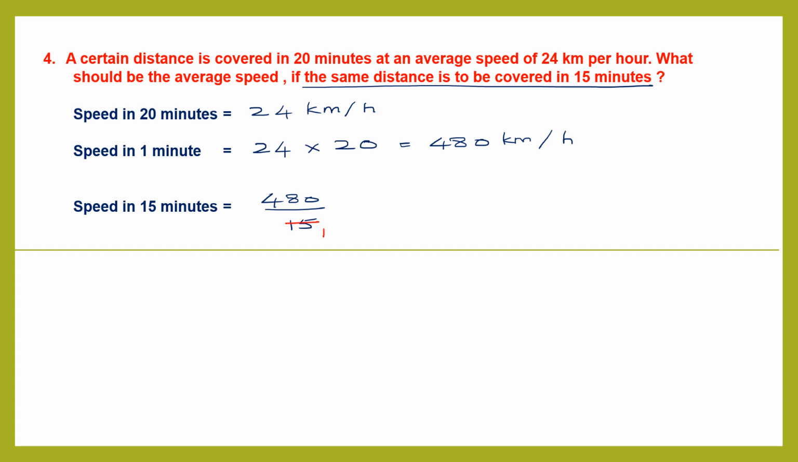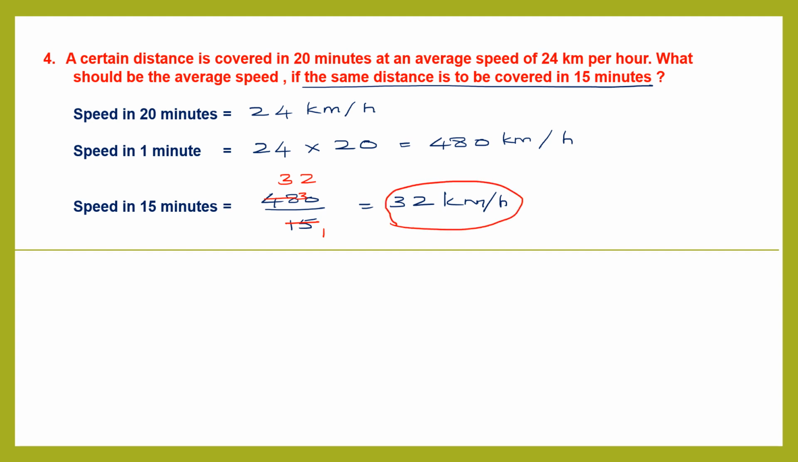15 ones are 15 and here 48, 15 threes are 45, isn't it? And then we have 30. So 15 twos are 30. So 32 by 1 is 32. So the required speed in 15 minutes is 32 kilometers per hour. And that is option 4. So remember, this is option 4.